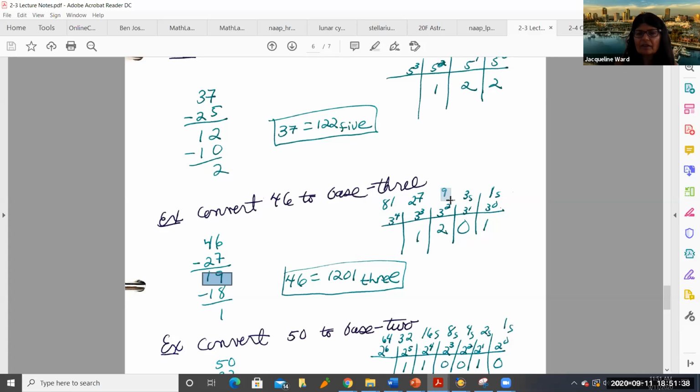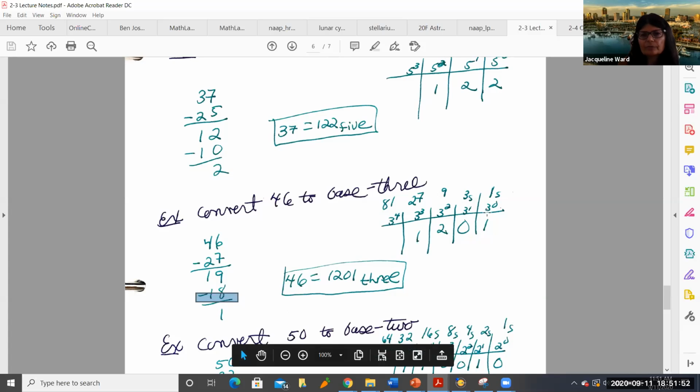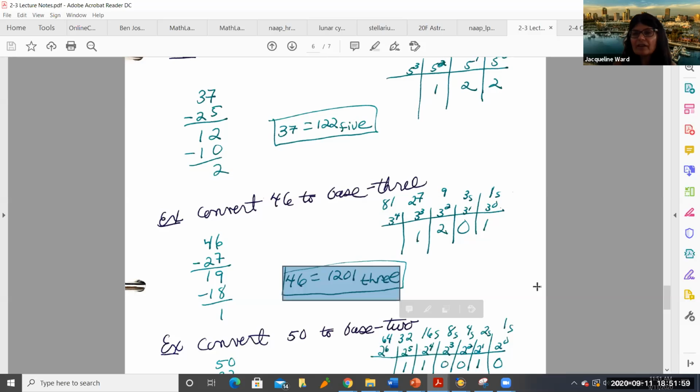And then I could make two flats out of that. These are flats. And so each flat is worth 9. I could make two of those, that's 18. And then I would have one unit left over. Okay, so 46 is 1201 base three. And again, in base three, the only digits are 0, 1, and 2. Because as soon as you have three of something, you exchange it for a different size piece.